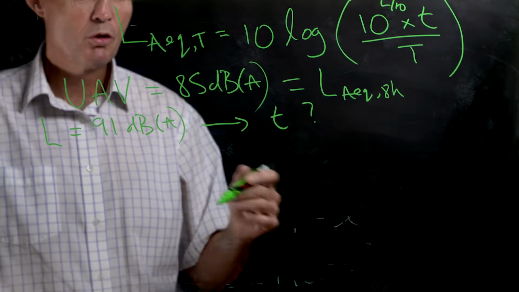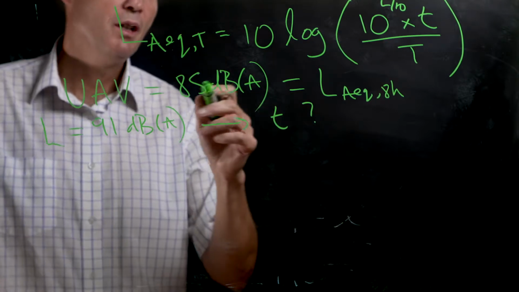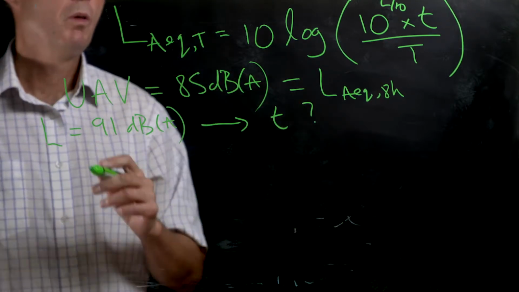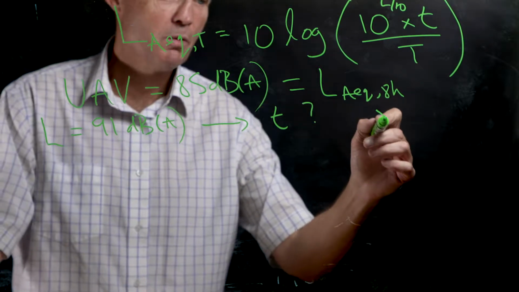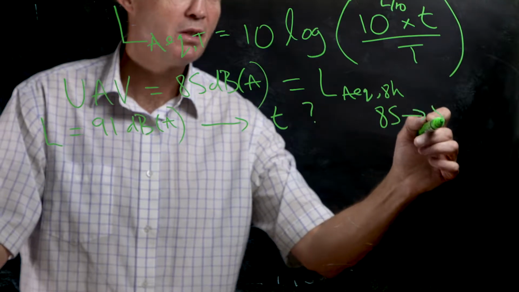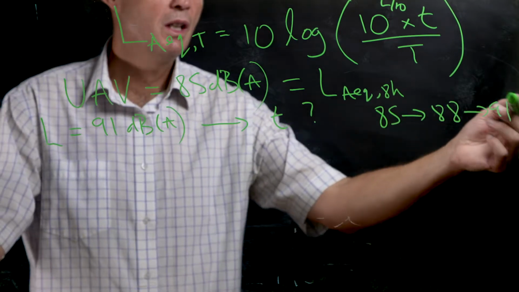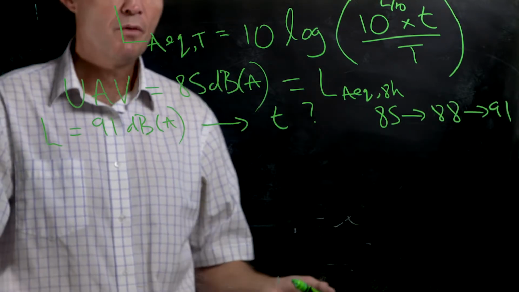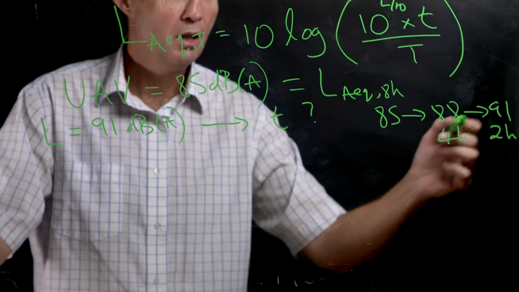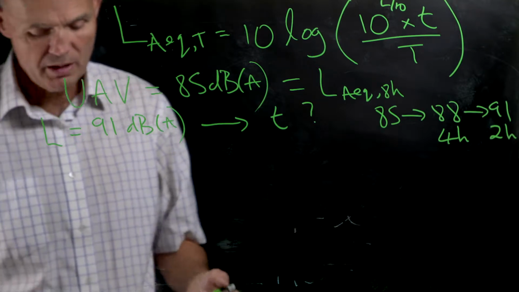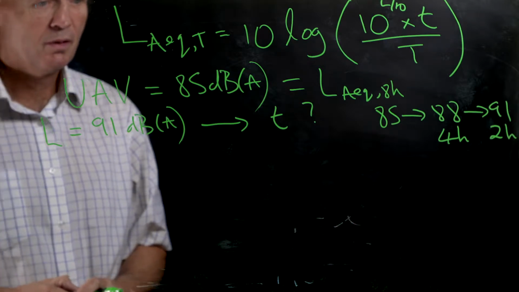Now, in one of my other tutorials, which is a 3 dB tutorial, you will learn already that you can probably guess at what time this person can spend at 91 before you reach 85. Because simply by going from 85 to 88 to 91, each time that you increase the level by 3 dB, you can halve the time. So this would be 4 hours, and that therefore would be 2 hours. So we know, simply by using a rule of thumb, that time should be 2 hours.